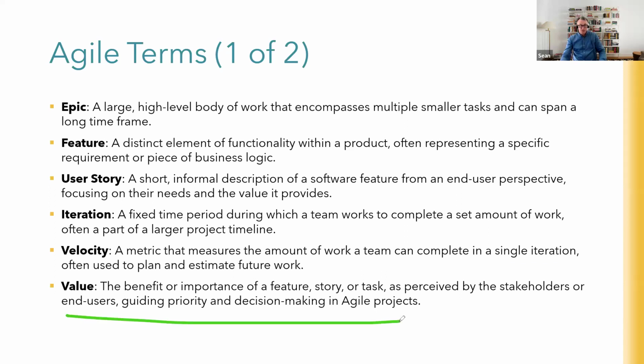Value is what you deliver. That's what Agile is all about. The benefit or importance of a feature, story, or task as perceived by the stakeholders or end users, and it is the guiding decision-making priority in Agile projects. How do we deliver the most value soonest? So you need to talk with the stakeholders or end users to understand their needs. We need to deliver this value first, then that. So you're always delivering value.